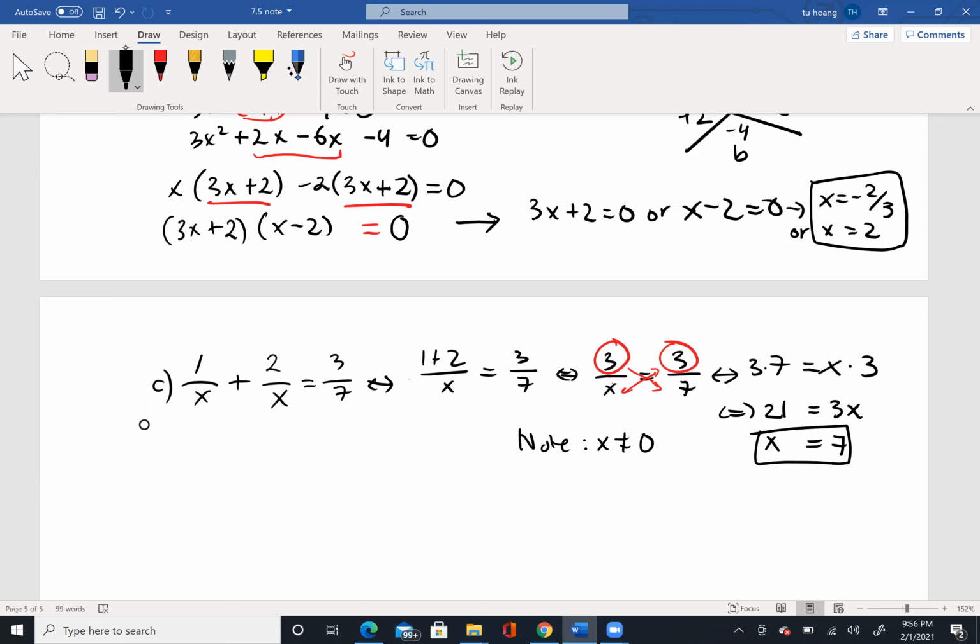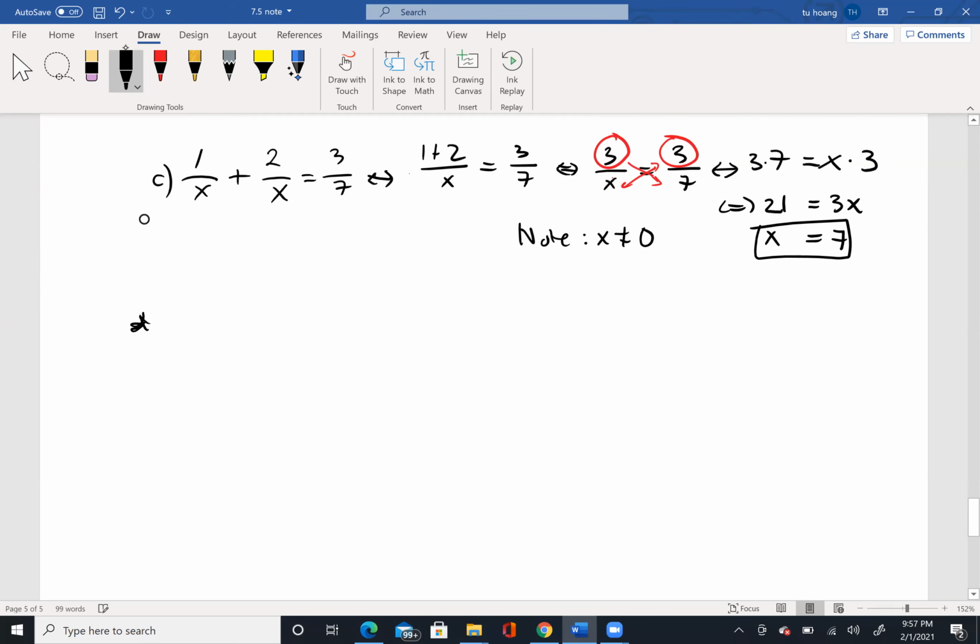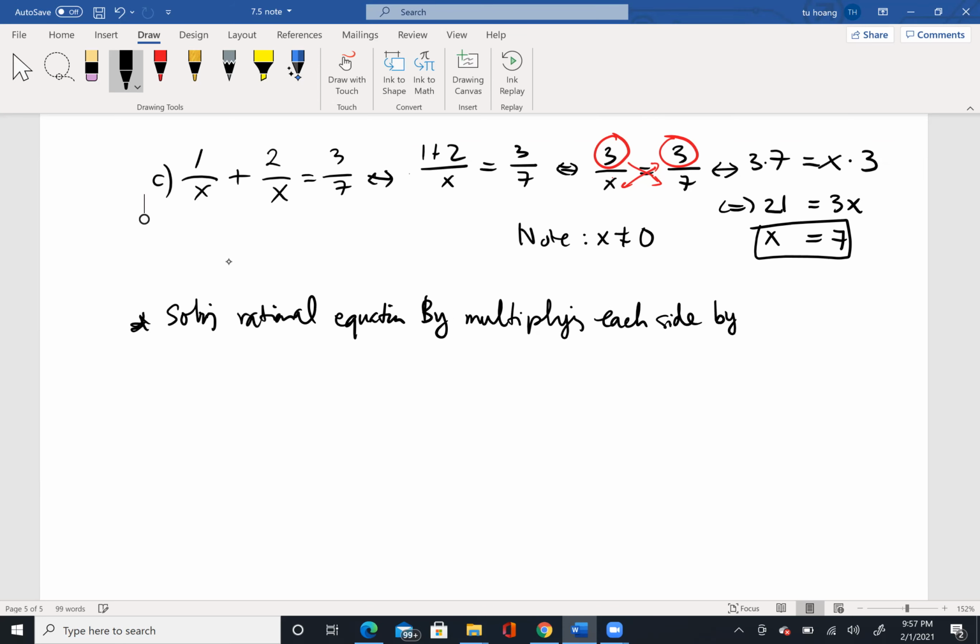So now we move to another method we call solving rational equations by multiplying by the LCD. Okay. Let's try an example 2.